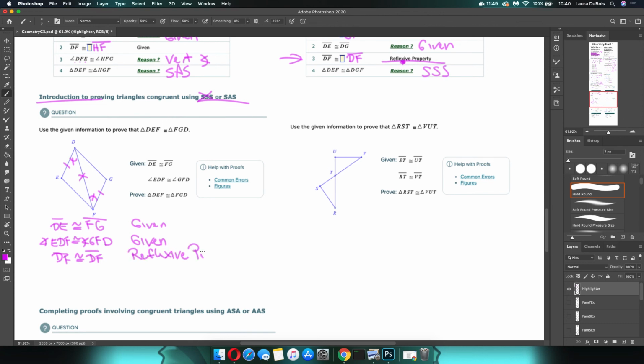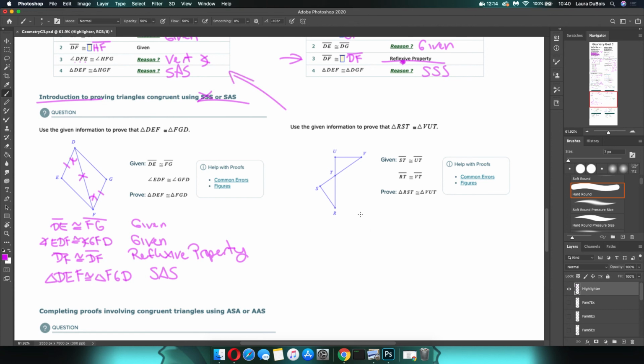Reflexive property. And do we have everything we need? Do we have a side, an angle, and a side? Yes, we do. So now we're ready. Triangle DEF is congruent to triangle FGD because of side, angle, side. That's what they're setting you up for. This one is a bow tie theorem, which means it's the exact same setup as this one over here.